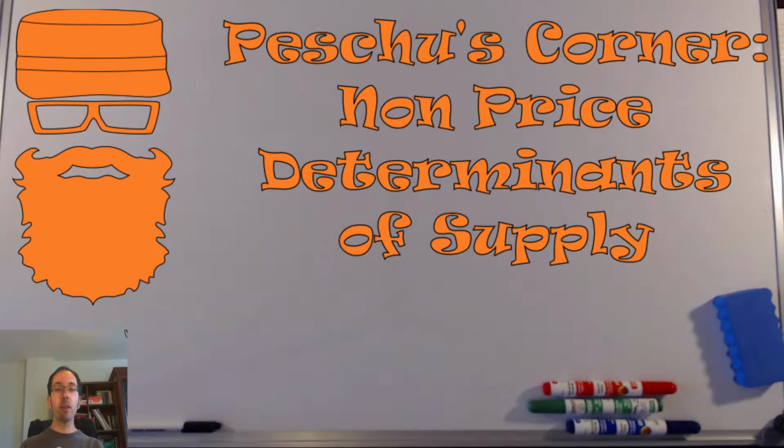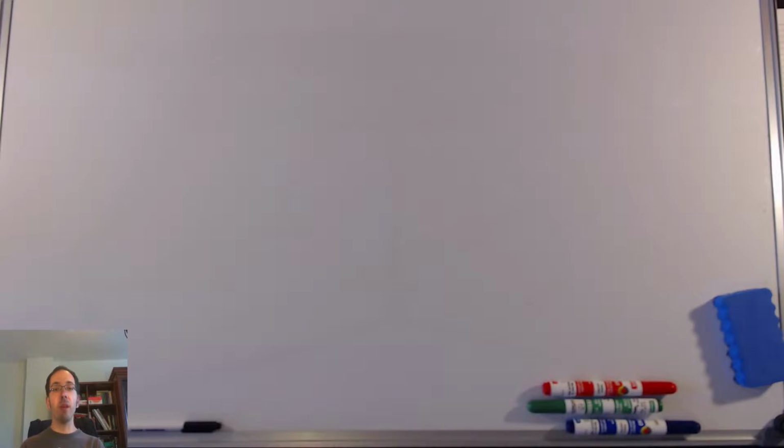Today we're going to look at the non-price determinants of supply, which is effectively all those factors other than the price that can change the level of supply. They can either increase the supply or they can decrease it, depending on how they're being changed. And in today's lesson we're going to look at those influences.